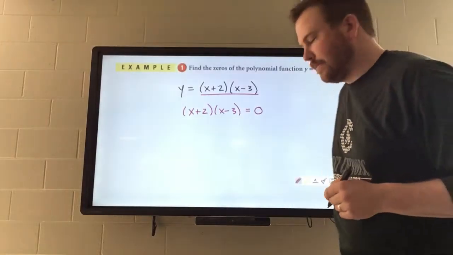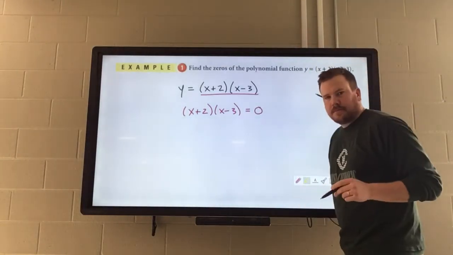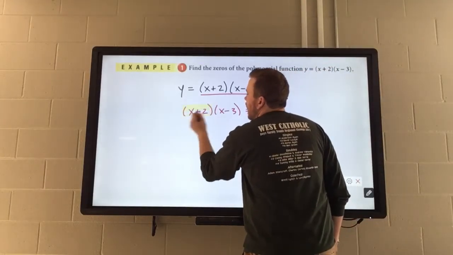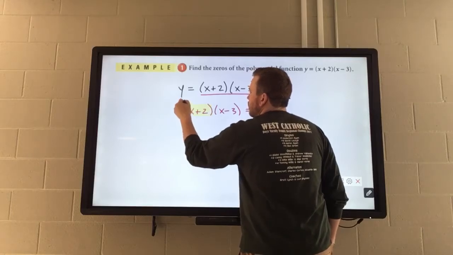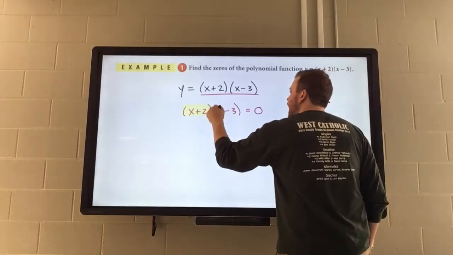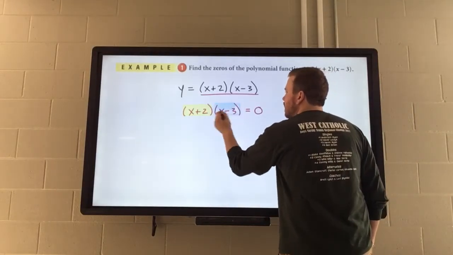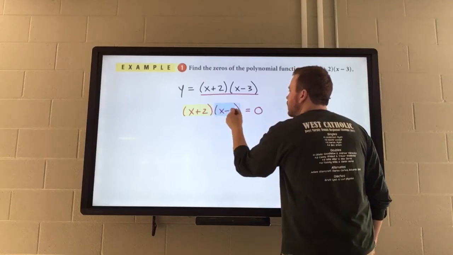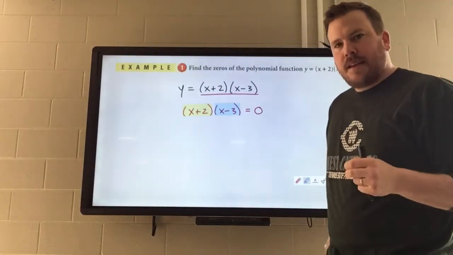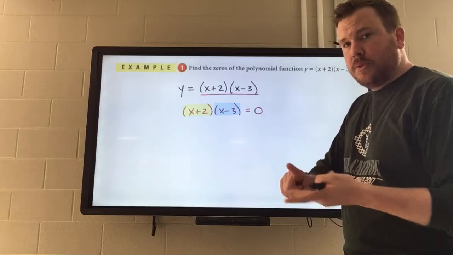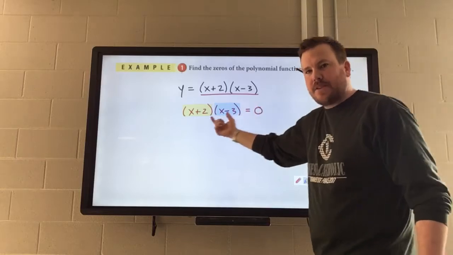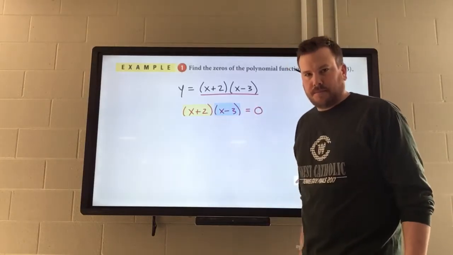Now, here's the thing. We have two numbers here, okay? Our first number is the quantity x plus 2. I'm going to highlight that in yellow, and we're going to call that the yellow number. Our second quantity is the quantity x minus 3. I'm going to highlight that in blue. We're going to call that the blue number. Now here's the thing. If we multiply the yellow number times the blue number, and our result is 0, it must be true that either the yellow number or the blue number is 0.